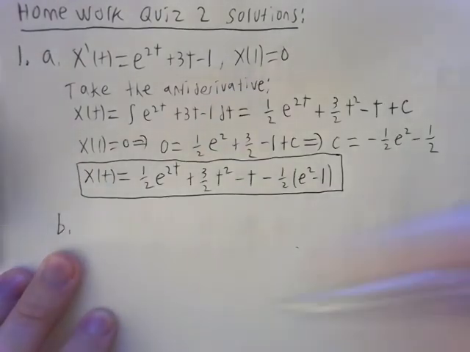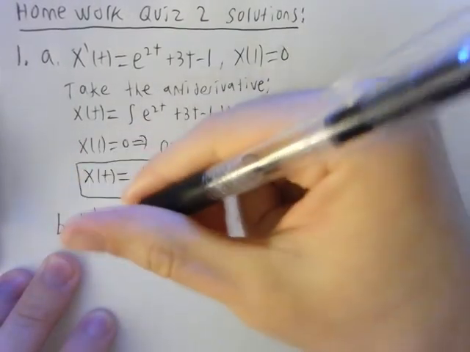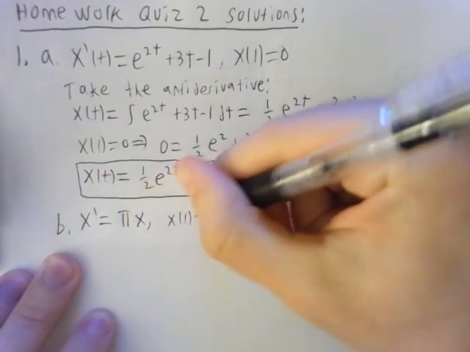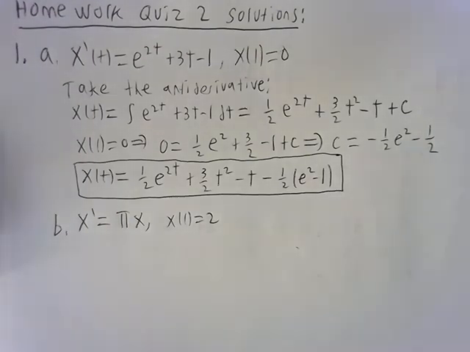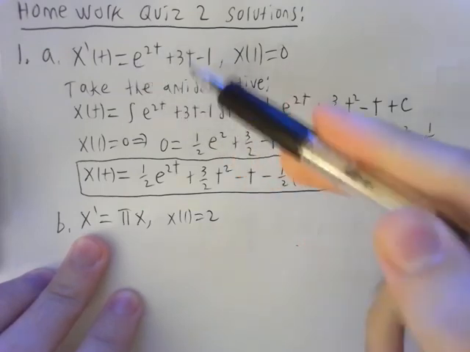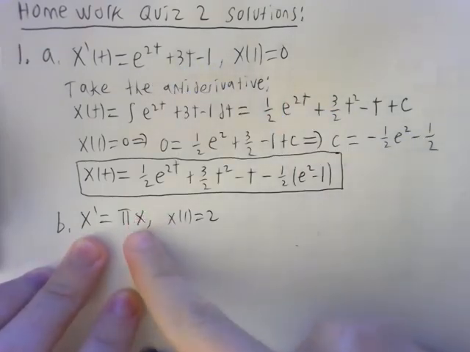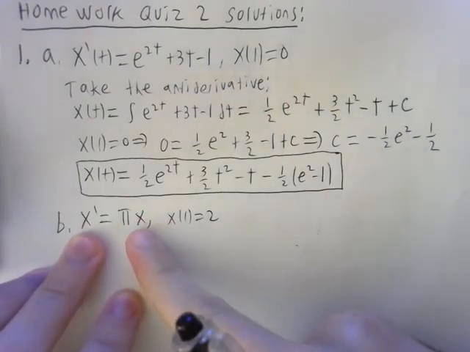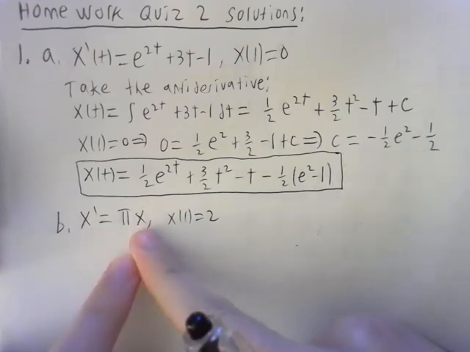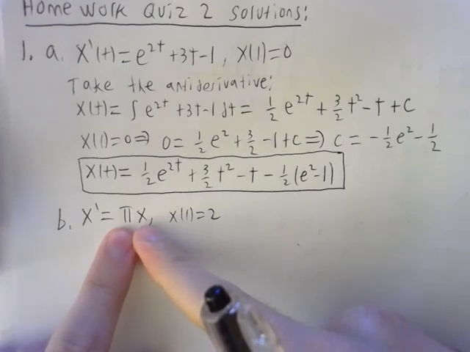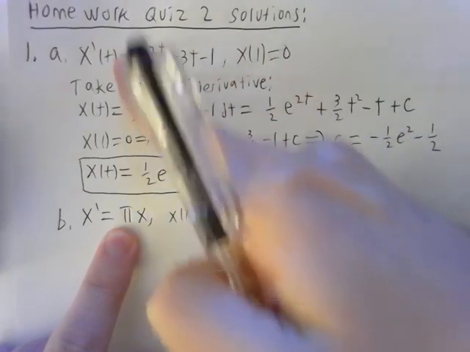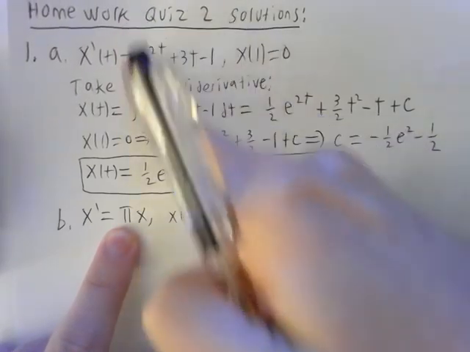Part B gives us the equation x prime equals pi times x with x of 1 equal to 2. Now many people tried to solve this by taking the antiderivative of both sides, but that doesn't work because here x is an unknown function of t, and x appears on both sides of the equation. Since we don't know what x is, it's what we're trying to find, we can't take its antiderivative. Unlike here where we had a concrete function of t that we knew how to take the antiderivative of.